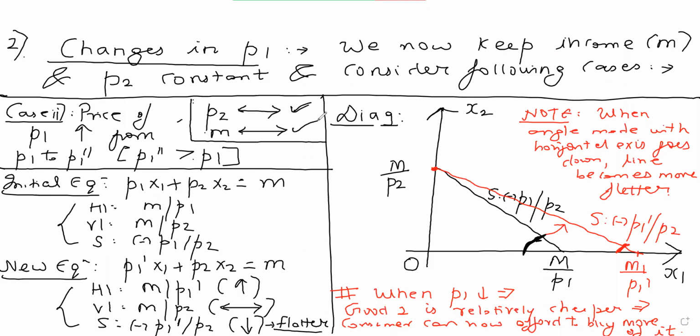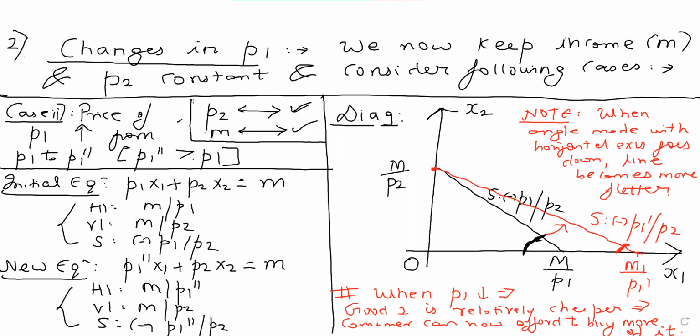You can see that there is no change in the initial equation, but my new equation now becomes, if I erase the essential portions, so my new equation is P1 double dash x1 plus P2 x2 equal to M. Horizontal intercept is M by P1 double dash. Vertical intercept will still remain the same. Slope will be minus P1 double dash by P2.